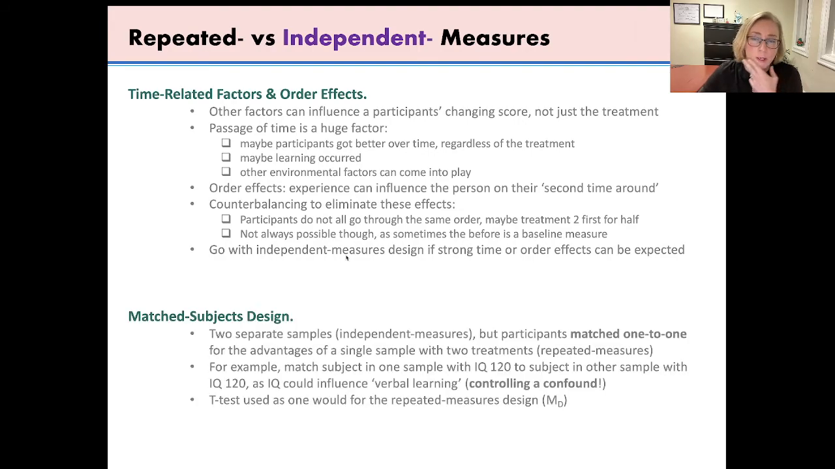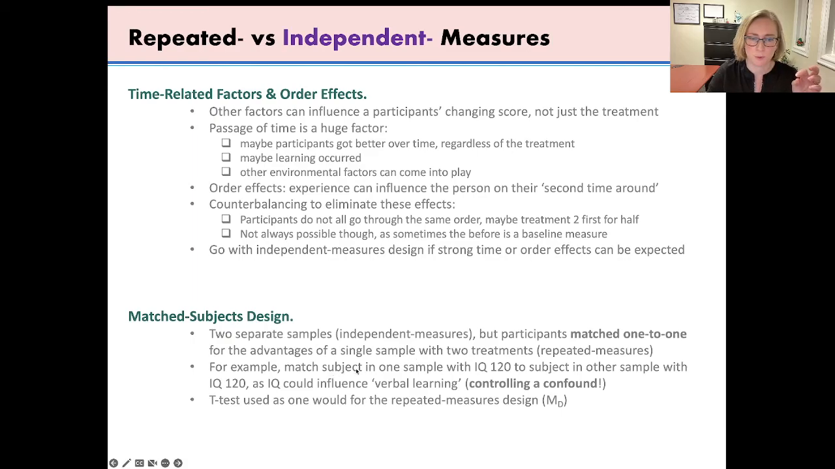I think there's one more. Oh, yeah. So this is kind of a mix, the matched subjects design. If you want the advantage of repeated measures, but in reality it's an independent measures design, you can do this hybrid, which is called matched subjects design. So two separate samples, independent measures, but participants are matched one-to-one. So one person in one group is matched to a person in the other group, and then they are treated as if it was repeated.